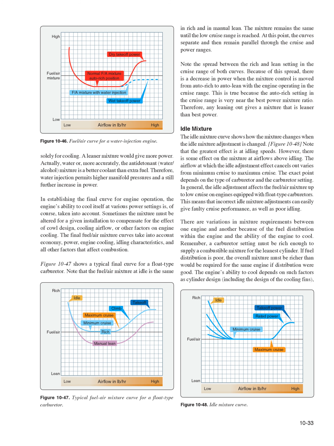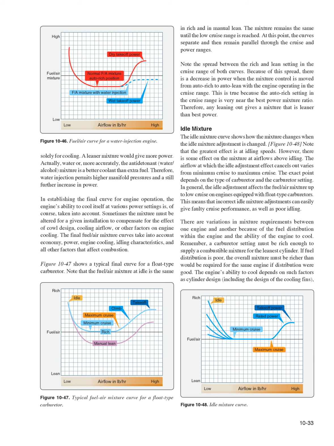In establishing the final curve for engine operation, the engine's ability to cool itself at various power settings is, of course, taken into account. Sometimes the mixture must be altered for a given installation to compensate for the effect of cowl design, cooling airflow, or other factors on engine cooling. The final fuel/air mixture curves take into account economy, power, engine cooling, idling characteristics, and all other factors that affect combustion. Figure 1047 shows a typical final curve for a float-type carburetor. Note that the fuel/air mixture at idle is the same in rich and in manual lean. The mixture remains the same until the low cruise range is reached.